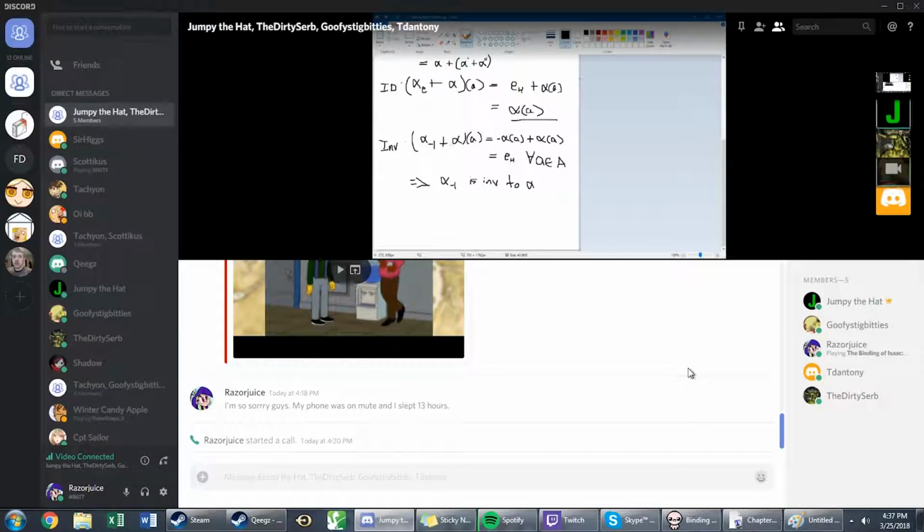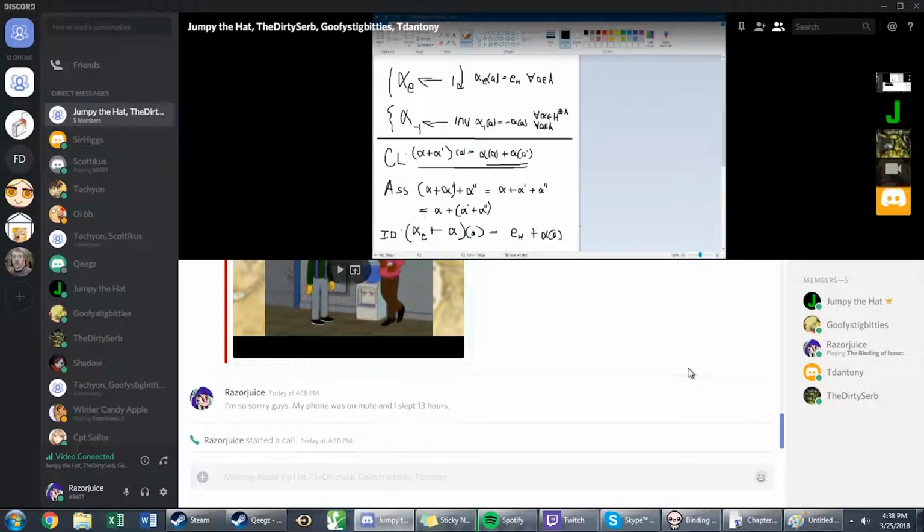If I have a map alpha and a map alpha sub -1, it just maps to minus alpha plus alpha, which is the identity on H. And then you can check that the reverse is true. So since this map is always the identity for every A, then this map here has to be the inverse of alpha. And this is a group. So, hooray!